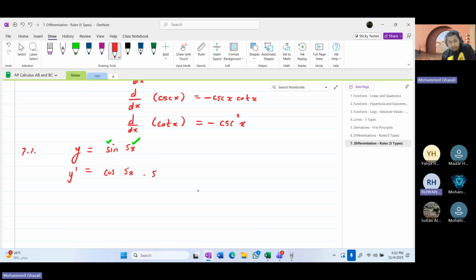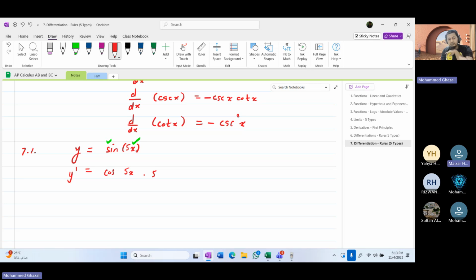Sir, don't we use the chain rule for this? No, it's not one function multiplied by another function. It's just one function within the other function. Sine 5x is just one function, because I should have put a bracket here. Sine of the angle. The derivative of sine of the angle is cos of the angle, cos 5x, times the derivative of 5x.